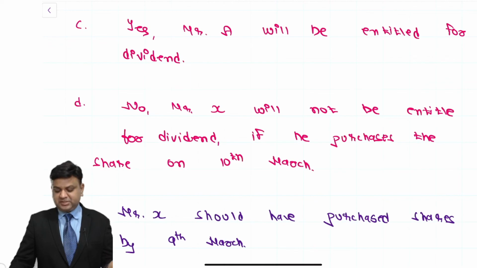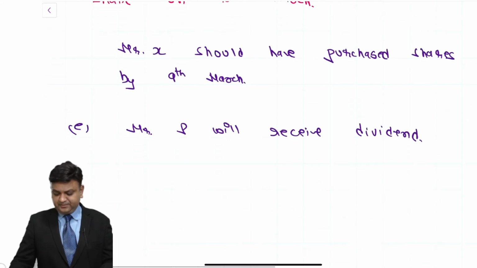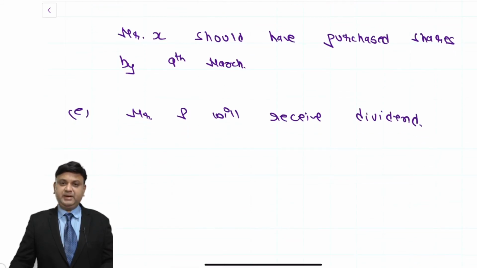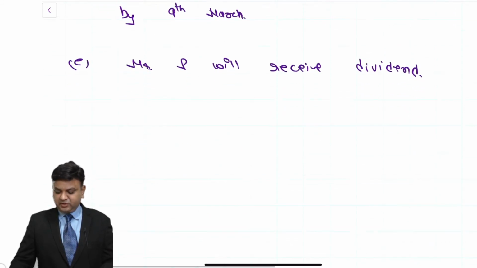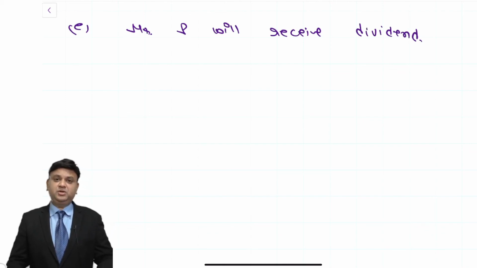The remaining 3 questions are very simple. If at all you purchase a security on 8th, you will be entitled for dividend. If at all you purchase a security on 10th, you will not get dividend. You should purchase the security by 9th March. And if at all you sell the security on 10th, then in that case your name will be removed on 12th, and on 11th your name will be there in the shareholders register, so you will be entitled for dividend.